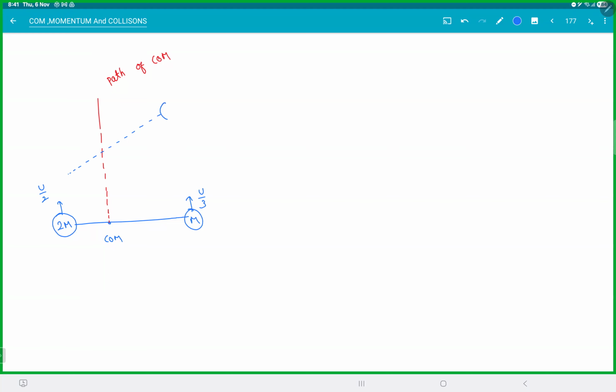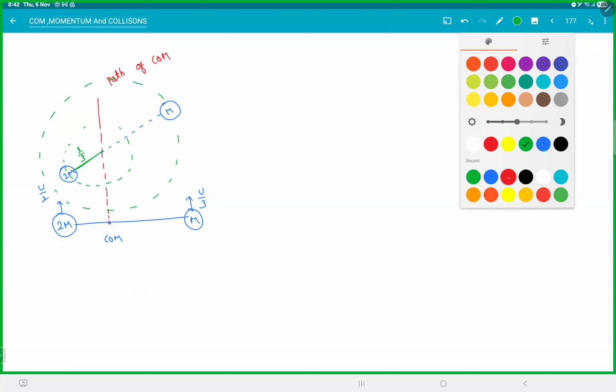So after some time, the picture will look like this. This will be m and this will be 2m. So this m is going in a bigger circle, and this 2m is going in a smaller circle. So they're going in two different circles, right? And this circle radius will be L by 3.